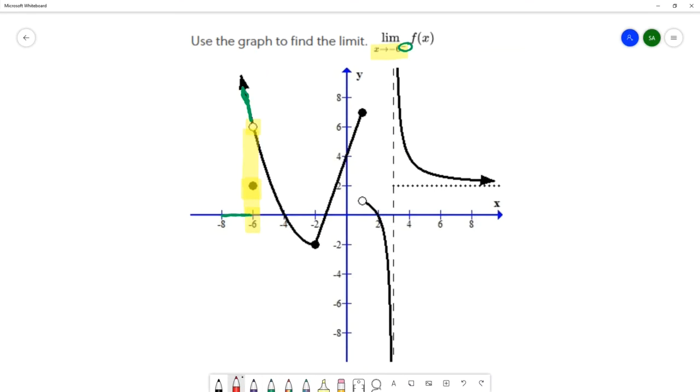So when I find the limit, I want to find the limit as x is approaching -6. So I'm going to trace the graph going in this direction because this is going to get me closer to an x value of -6. And as I trace the graph, I'm arriving at this y value here, which is 6. So the limit as x approaches -6 from below is 6.